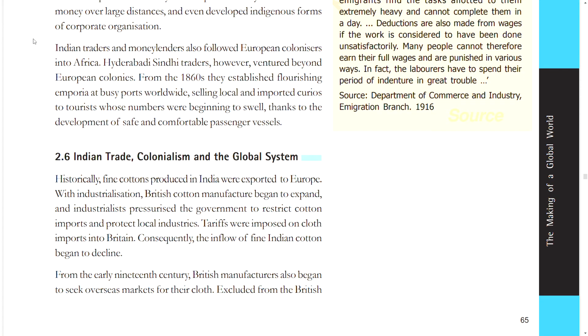Indian traders and moneylenders also followed European colonizers into Africa. Hyderabadi Sindhi traders, however, ventured beyond European colonies from the 1860s. They established flourishing emporia at busy ports worldwide, selling local and imported curios to tourists whose numbers were beginning to swell thanks to the development of safe and comfortable passenger vessels.